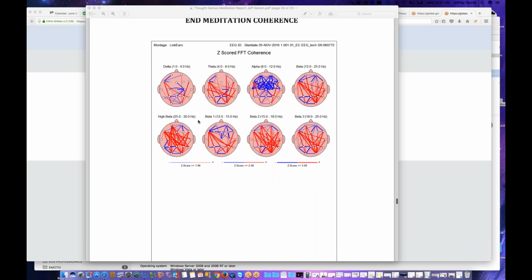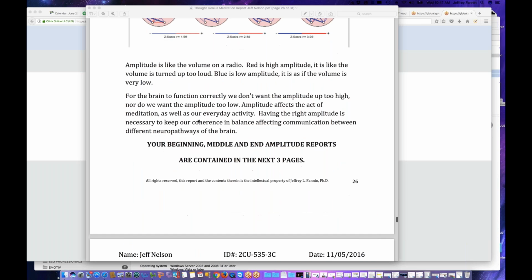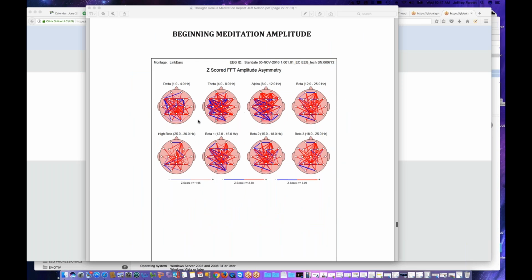Okay, so let's go to your amplitudes because this adds another level of understanding for you. You see that we have both red and blue here, and particularly in delta and theta, it's really important to have red and blue. Think of amplitude like volume on a radio, where the red is the volume is turned up loud, and the blue is the volume is turned down low. So the reason it's important to have both red and blue in your amplitudes is it creates a level of discernment for your ability to tell the difference between your intellectual thoughts and your intuition.